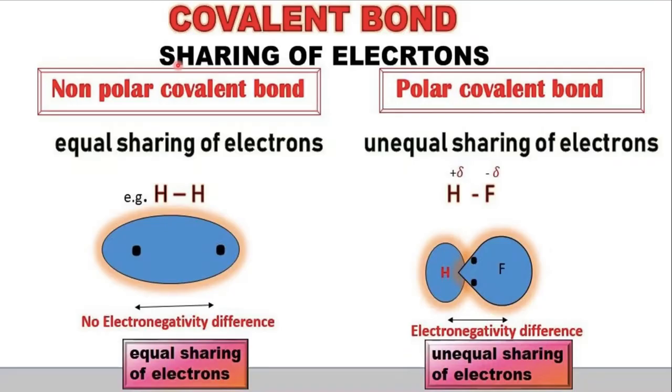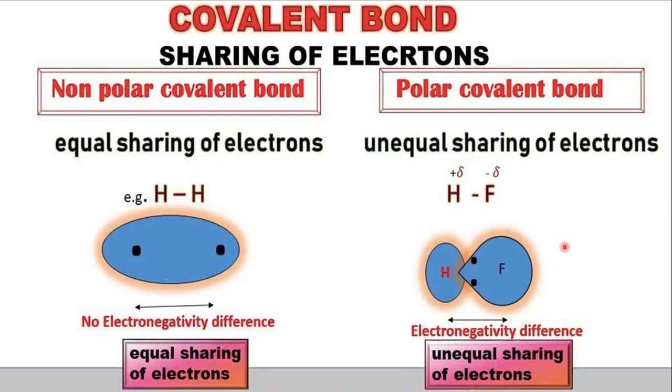There are 2 types of covalent bonding: nonpolar covalent bond and polar covalent bond. Nonpolar covalent bond is when electrons are shared equally. For example, hydrogen has no electronegativity difference. Next, polar covalent bond is when electrons are shared unequally. For example, hydrogen and fluorine. Fluorine is more electronegative than hydrogen. Therefore, the electron cloud tilts toward the fluorine atom rather than hydrogen.